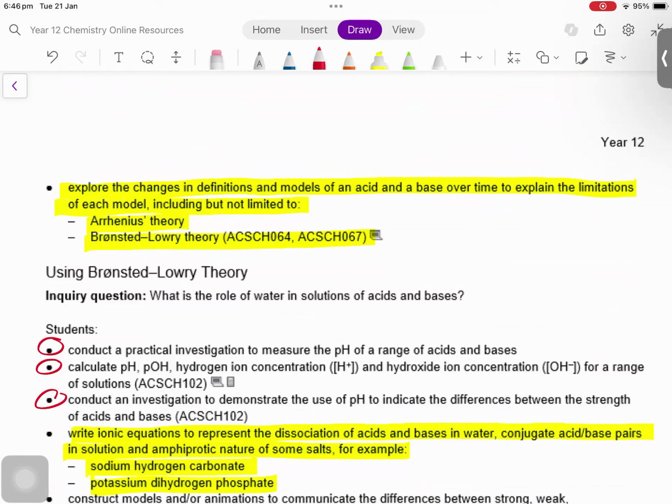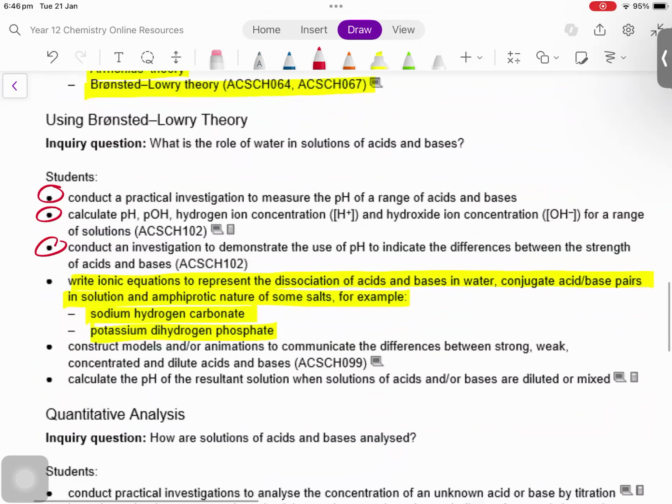The Bronsted-Lowry theory is the one that we use moving forward. I told you guys last lesson, if it's a long response question, you can mention the Lewis theory, which is the best definition of an acid and a base, but Bronsted-Lowry is what we use.